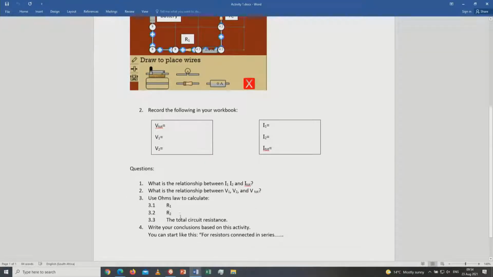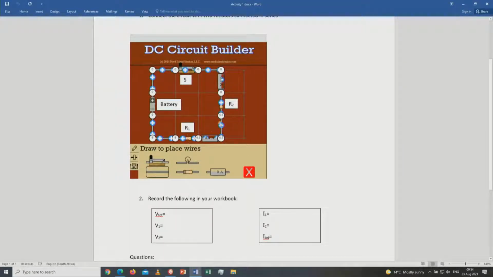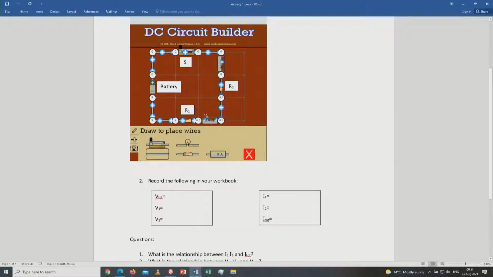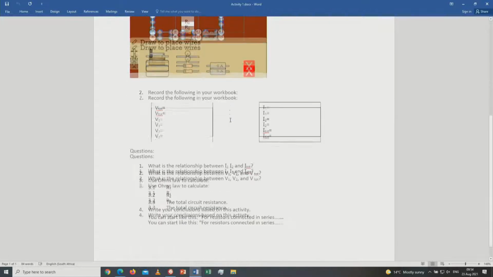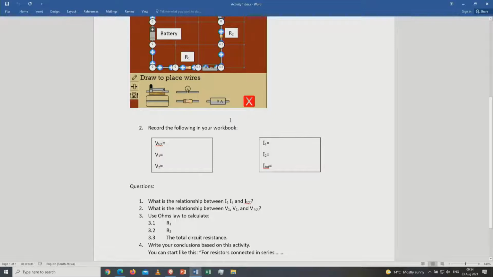R1, R2, and the total circuit resistance. I think using the information you have here on the circuit, you can be able to do that, or the values that you have actually noted down.